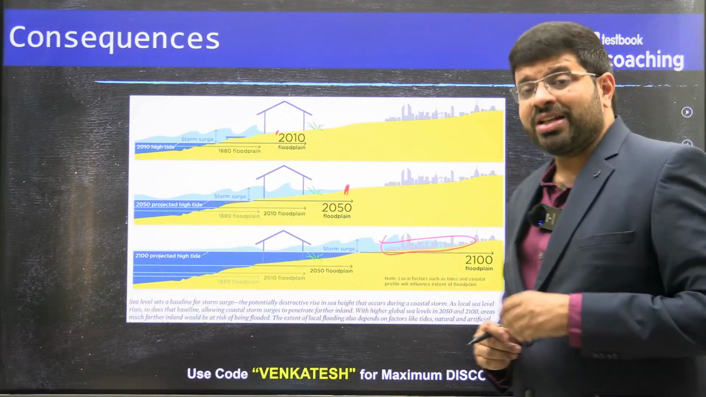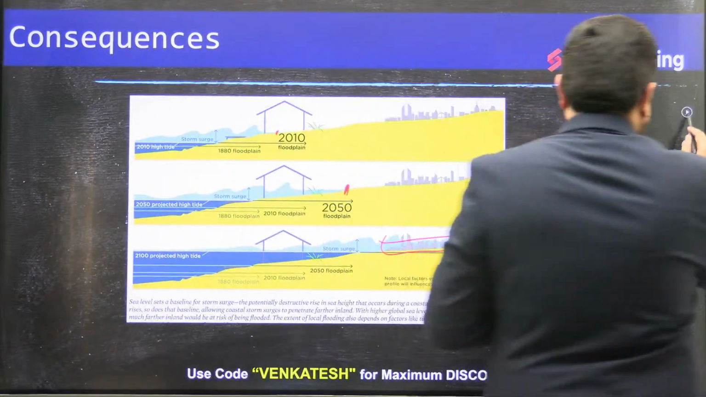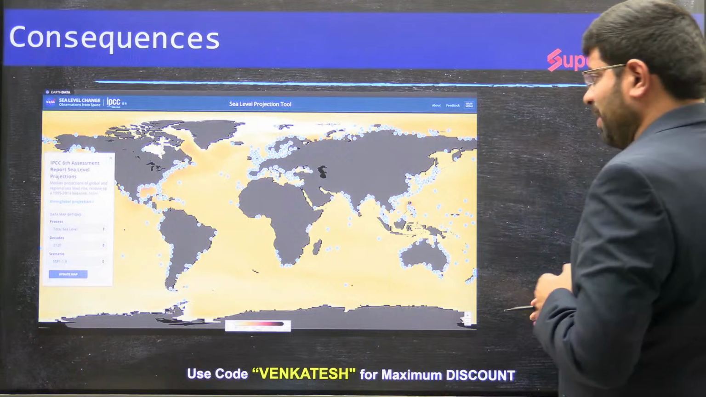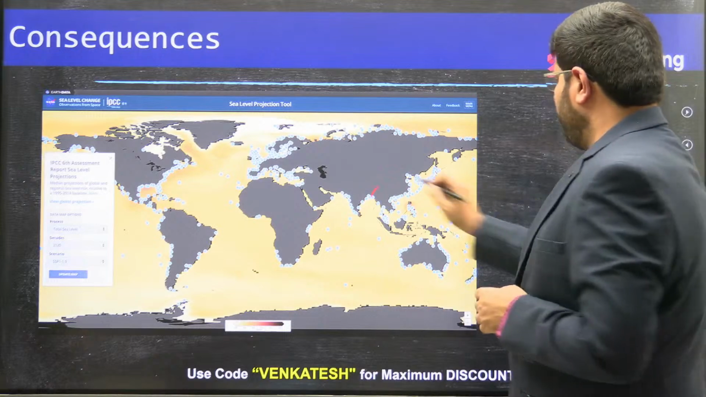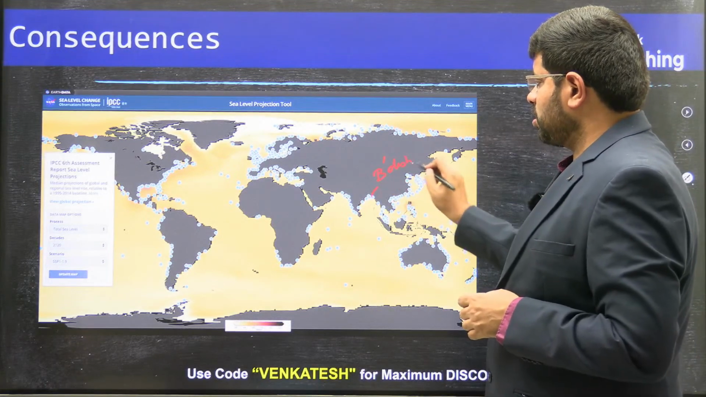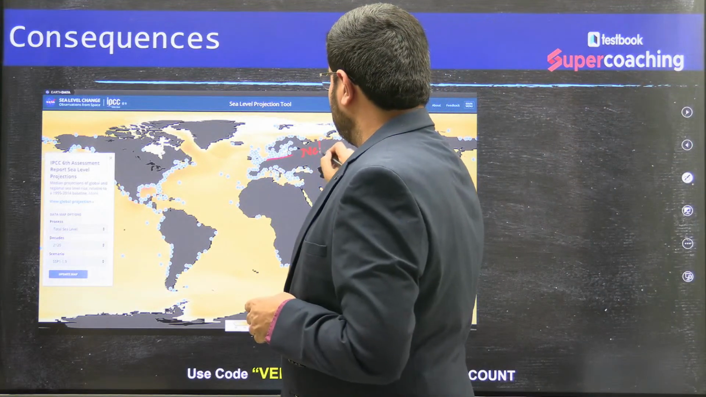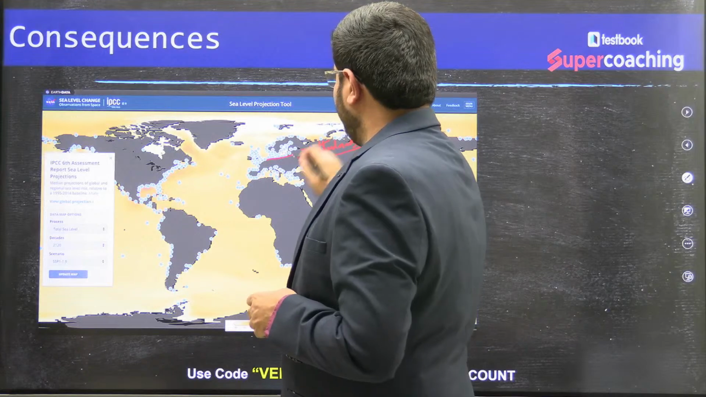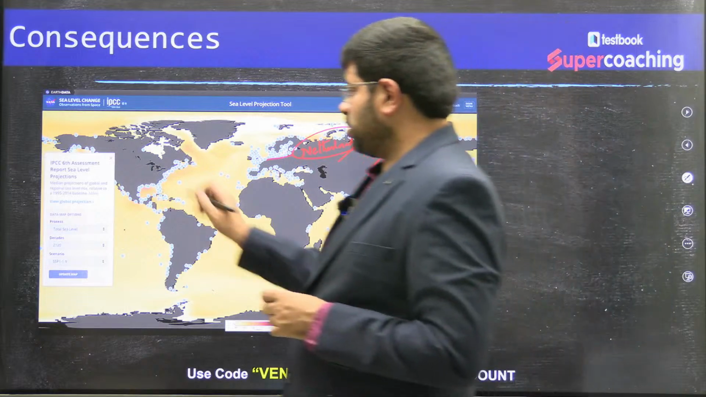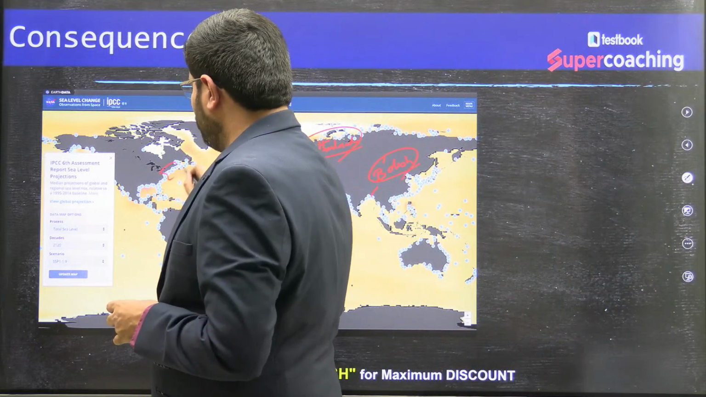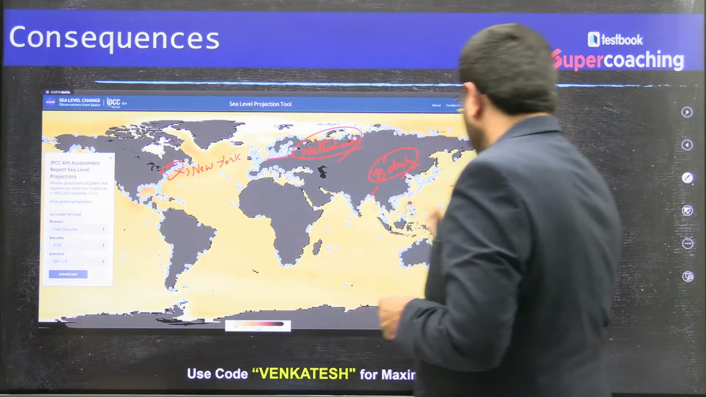So which areas are very vulnerable to sea level rise? We need to remember the names of the areas which are very vulnerable. One such important area is Bangladesh, Netherlands, which can be the ambassadors of climate change. Netherlands, the regions of New York, Florida, islands of the Pacific Ocean.